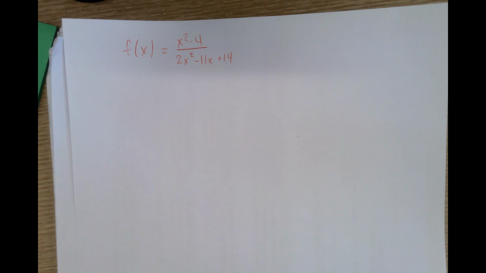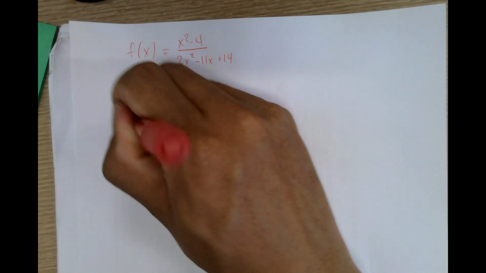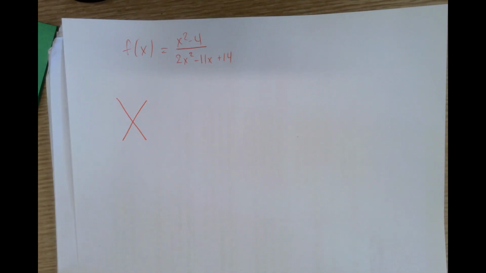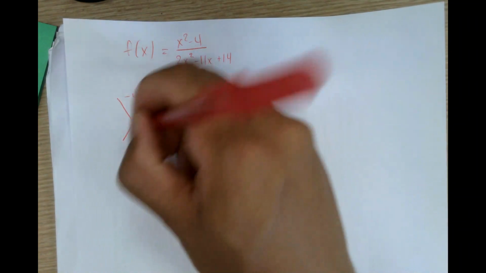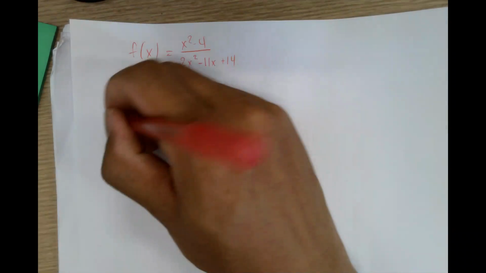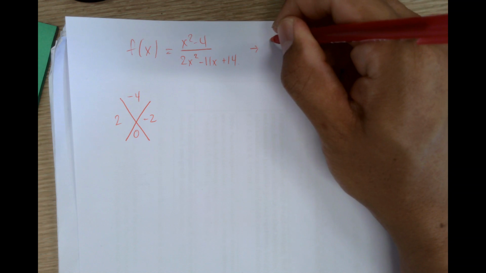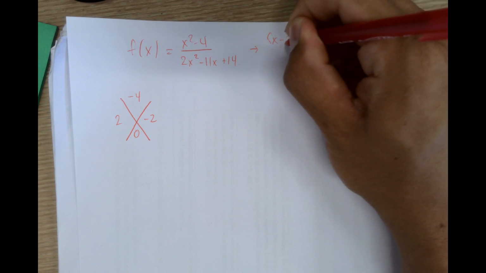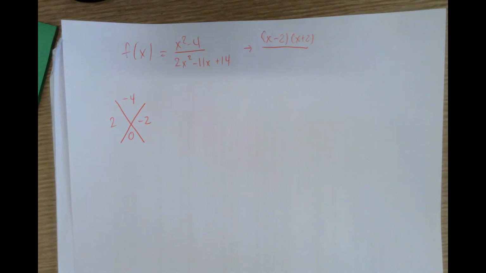Okay, so for this one, you can factor the top. If you were to factor it, you would draw an x. And then on the top, you would put -4, and on the bottom, you would put 0. It'd be plus or minus 2. So this would be x minus 2, x plus 2. For the bottom, it's a little harder.